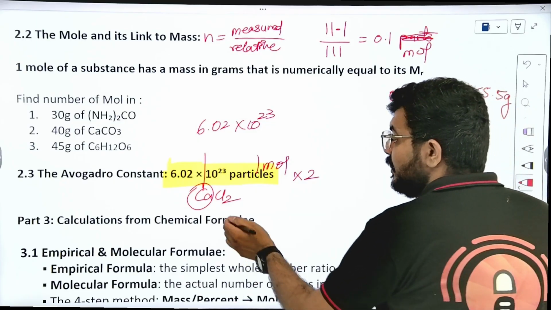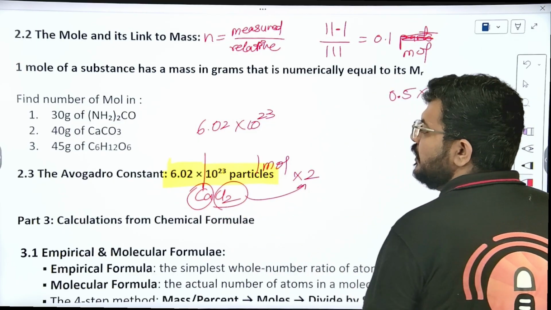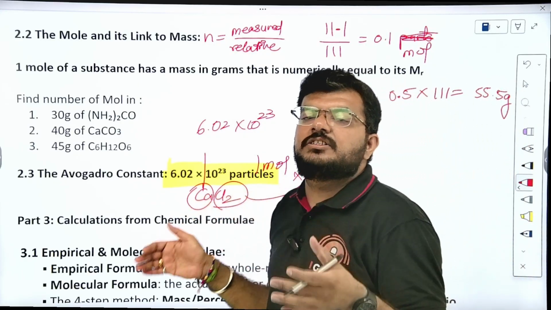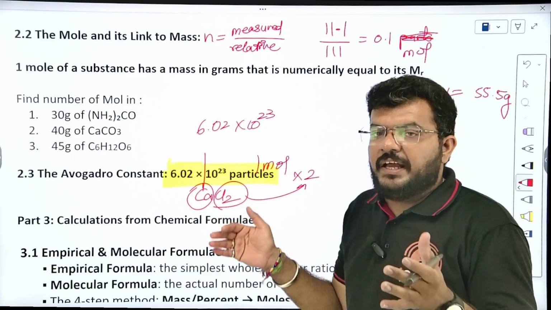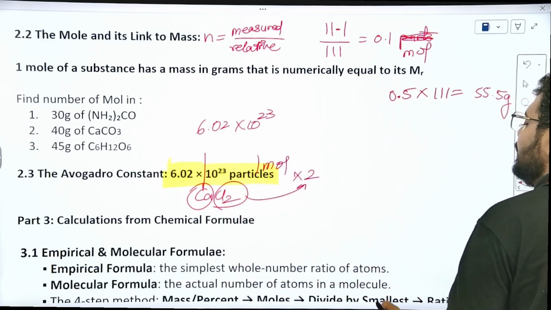But how many particles of chloride ions? It will contain this multiplied by 2. Why? Because each unit of calcium chloride contains 2 of chlorine. Now let's take another example.